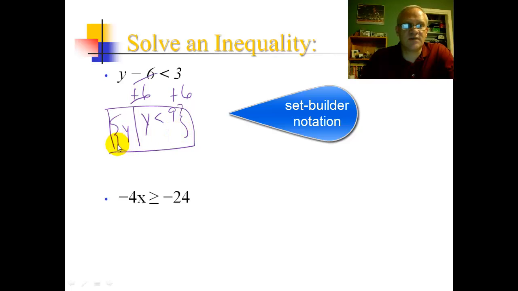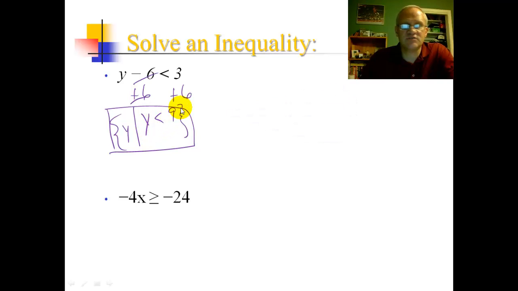So you would read this by saying it's a set of numbers y such that y is less than 9. So you're technically saying, hey, this is all the numbers less than 9. Okay? So that's set builder notation.